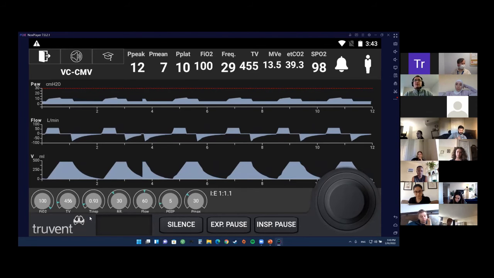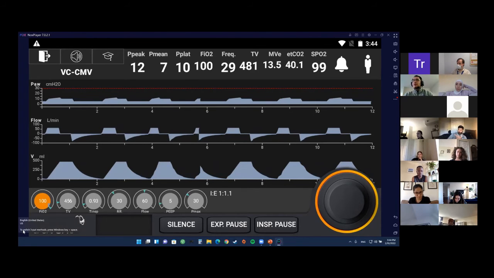The other thing that we always preach is that we don't like FiO2s of 100. If you have a patient that is not hypoxic, this patient is in the hospital. Why?